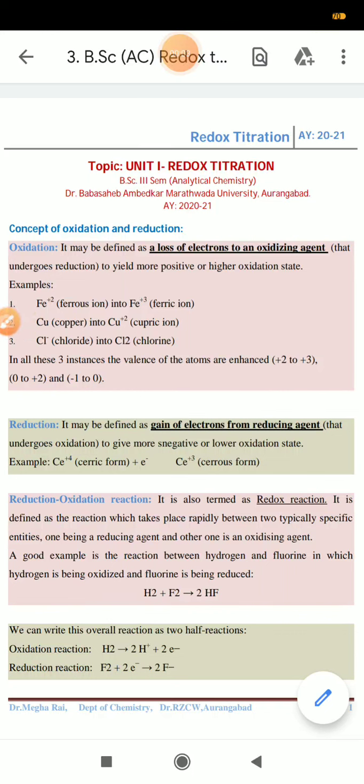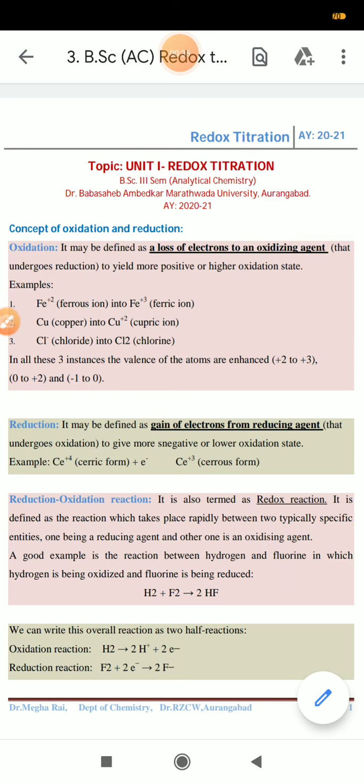Hello, dear students. Today I am going to discuss Unit 1, Redox Titration, of Paper 301, Analytical Chemistry. This is our second topic, that is redox titration. Now, what do you understand by the words oxidation and reduction? Then we have to discuss the redox titration.